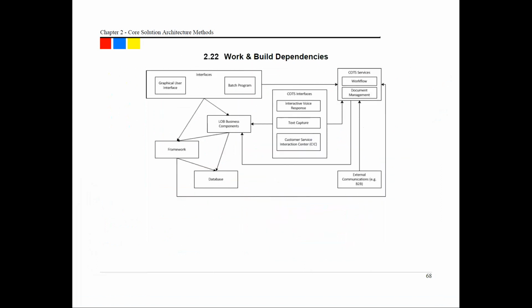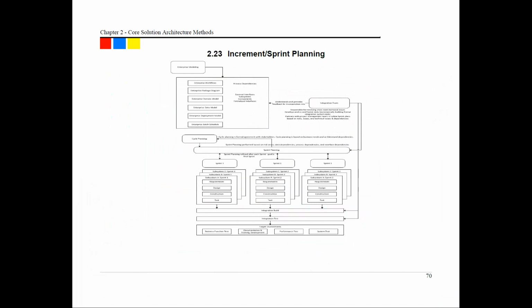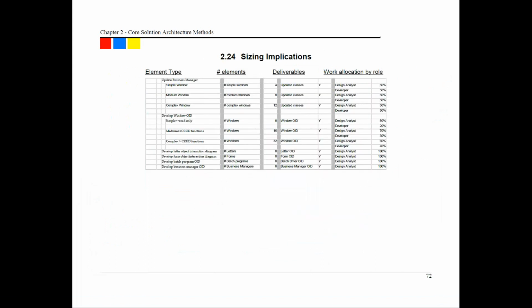So it's real common to see that we talk about back-end programming versus GUI programming or front-end programming, and so that may have implications in work pattern. Obviously, work and build dependencies. How do we build things, and dividing things into separate areas helps us to structure the overall task of building it. Increment and sprint planning can be applied at any level of the architecture.